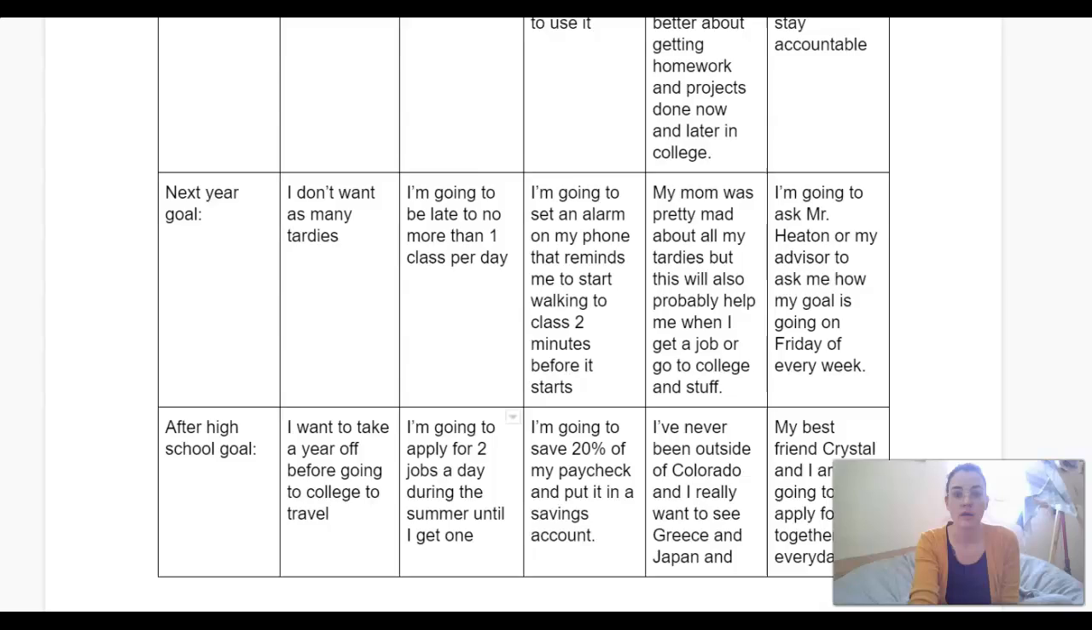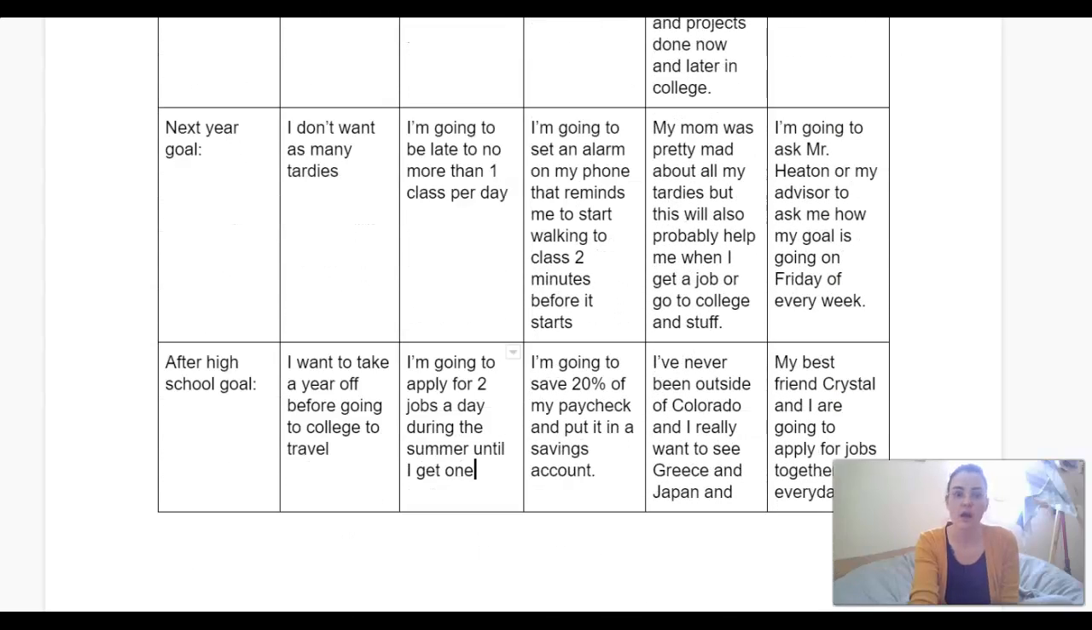So how am I going to make that measurable? Well, the first thing I've got to do is have a job so I can save up money to do this great trip. So I'm going to apply for 2 jobs a day. I'm going to walk around a gas station or River Point. I'm going to apply for 2 jobs a day during the summer until I get one. That is how I know I'm doing the things: I got up and filled out applications at 2 places. And then eventually it's going to reap benefits. You're going to get one. So that's how I know I'm doing the things I'm supposed to be doing.